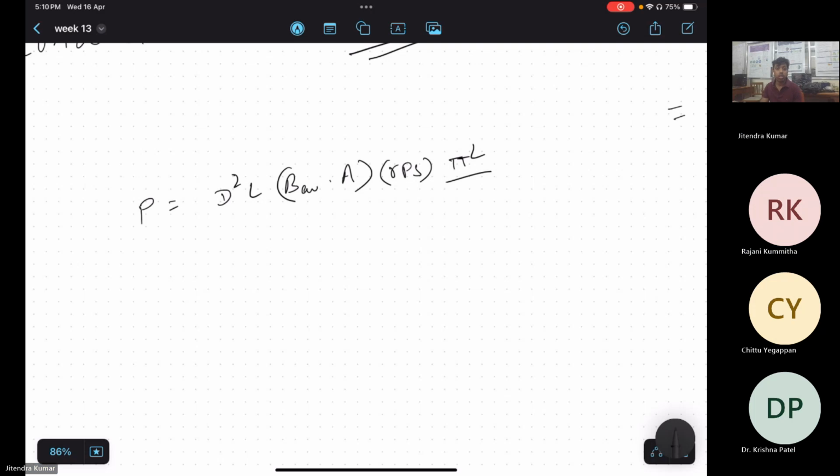And here also you could verify that the area of flux linkage is pi d by p. So here pi d by p.